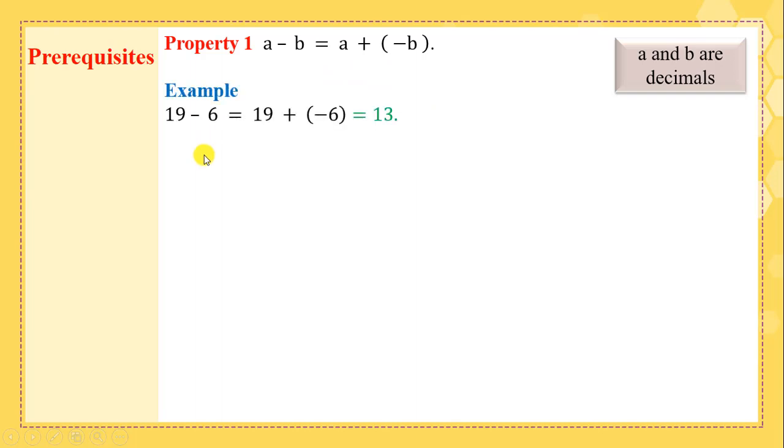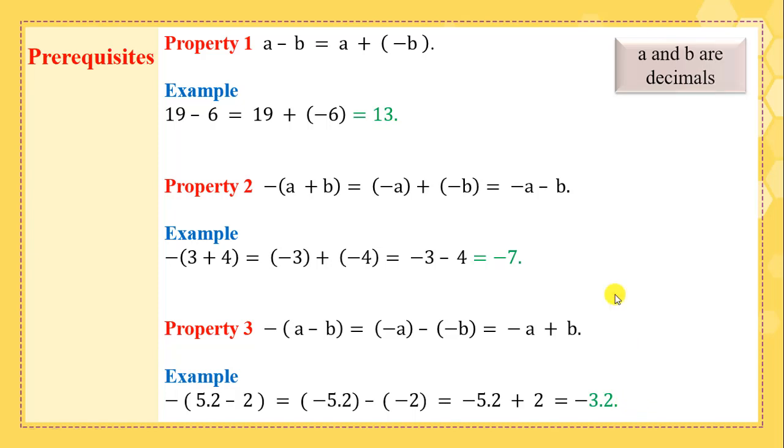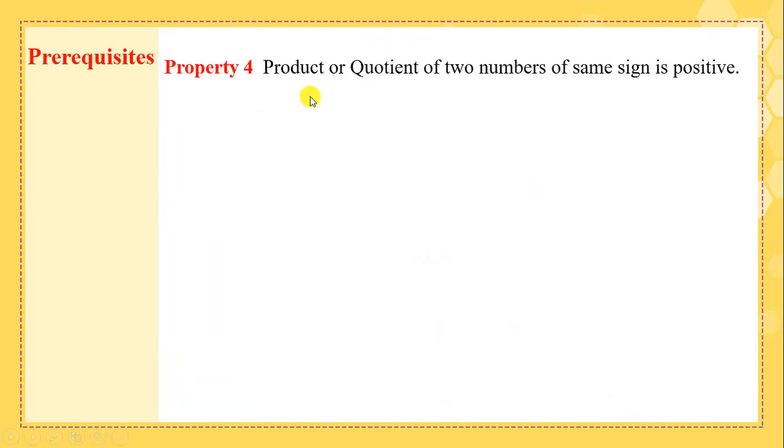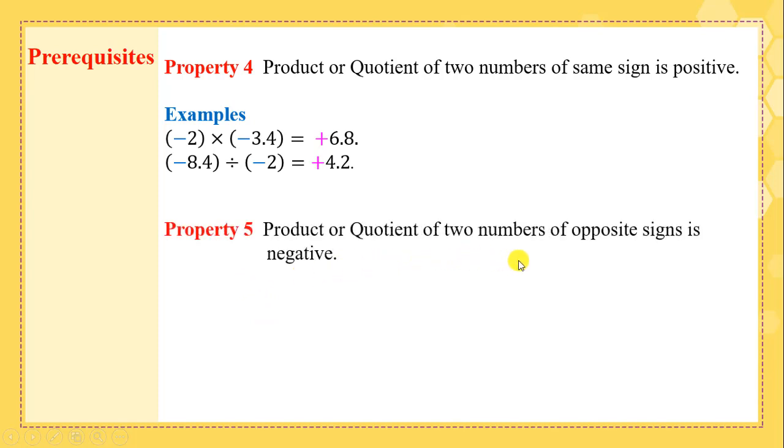For example, property 2: -(A + B) = -A + (-B) = -A - B. For example, property 3: -(A - B) = -A - (-B) = -A + B, and here we have an example. Property 4: the product or quotient of two numbers of the same sign is positive, and here we have two examples. The last property, property 5: the product or quotient of two numbers of opposite signs is negative, and also here we have two examples.